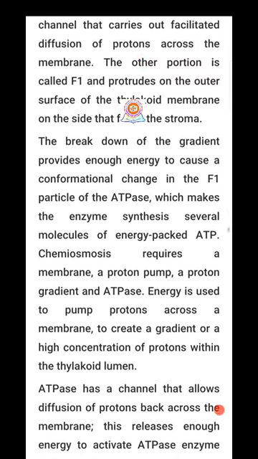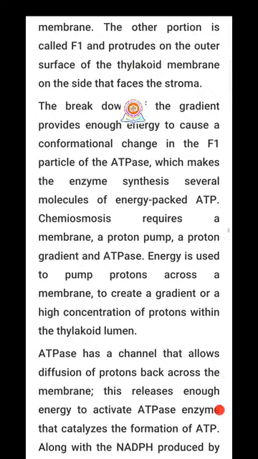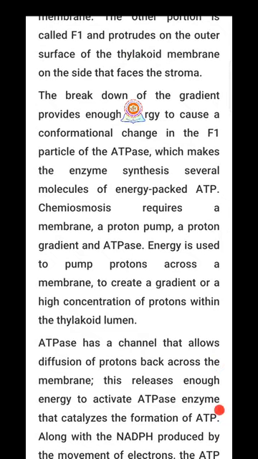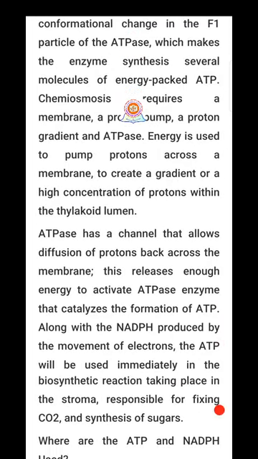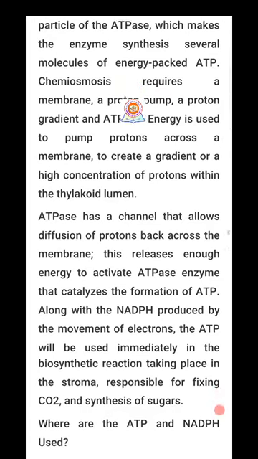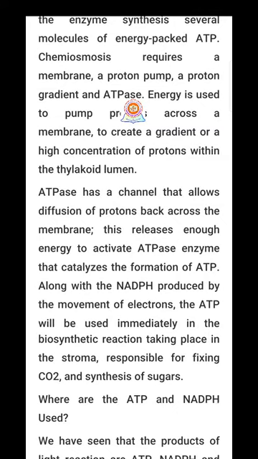Chemiosmosis requires a membrane, a proton pump, a proton gradient, and ATPase. Energy is used to pump protons across a membrane to create a gradient, or a high concentration of protons, within the thylakoid lumen. ATPase has a channel that allows diffusion of protons back across the membrane. This releases enough energy to activate the ATPase enzyme that catalyzes the formation of ATP.